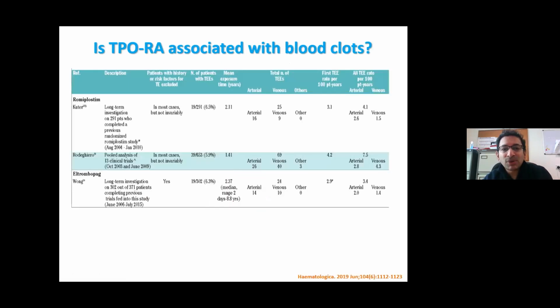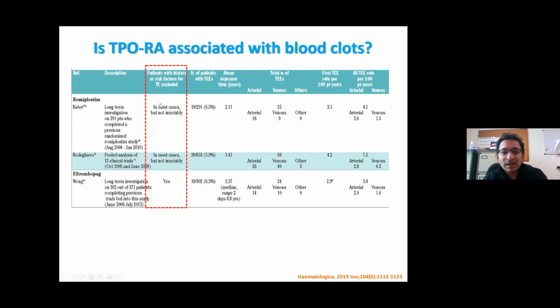What about a TPO-RA? And I'm sorry to use the acronym, which is a thrombopoietin receptor agonist. It is mentioned in the literature that the TPO-RA is associated with blood clots. And I've got all the published data here, and I'm not going to go into detail. Basically, it does tell you the numbers of blood clots. But what I wanted to focus on is here. Patients with history of risk factors for thromboembolism.